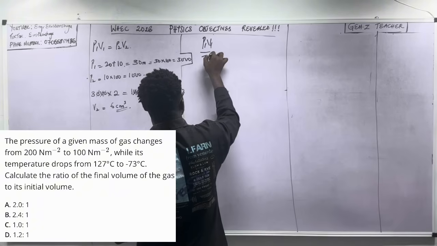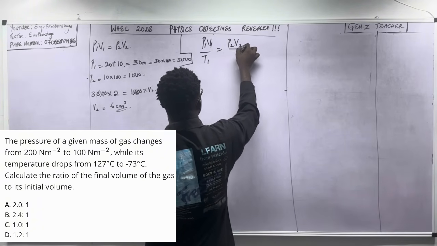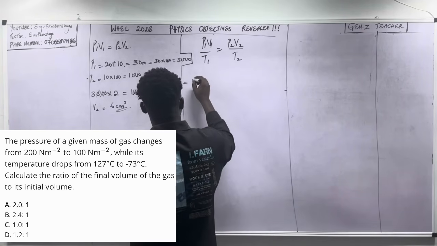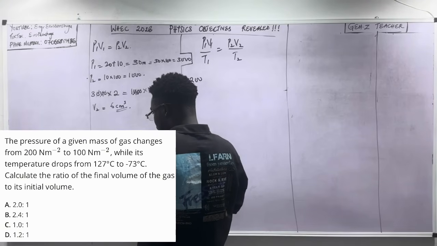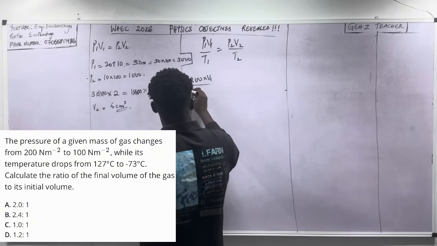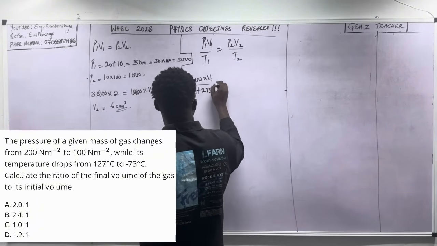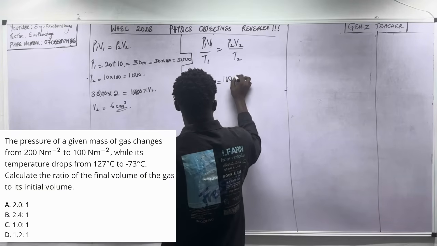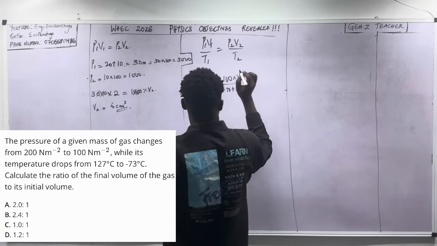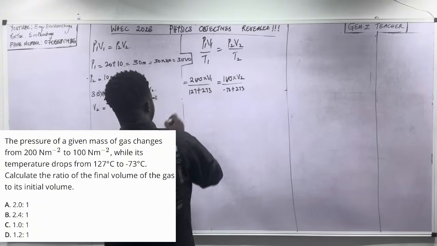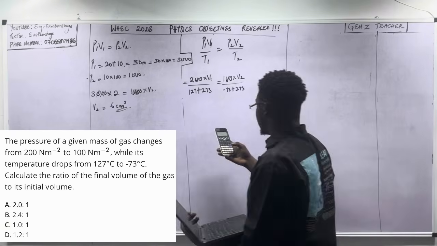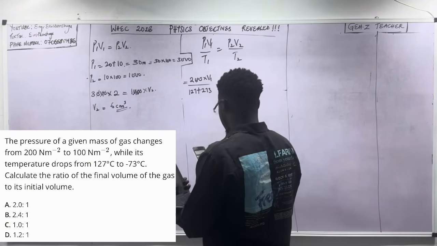P1 V1 over T1 equals P2 V2 over T2. So let's put our values quickly from what was given to us. The pressure P1 was 200, we don't know V1, but the temperature T1 was 127, so we have 127 plus 273. P2 was 100, we don't know V2, but the temperature T2 was minus 73, so plus 273. Before we solve that, 100 takes out this value. Okay, so 127 plus 273 gives us 400.